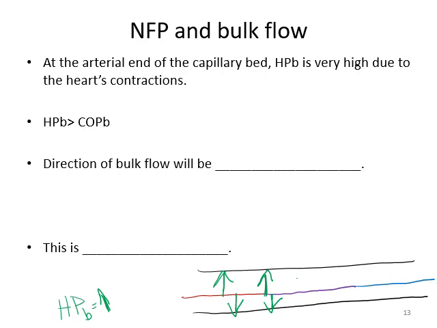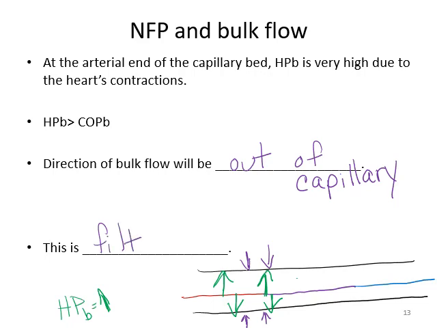Our colloid osmotic pressure then is pushing things back in, but it's something like this. So the hydrostatic pressure is greater, the force pushing out is greater. The direction of bulk flow will be out of the capillary. And this is filtration. So what's happening here again? Water and a bunch of dissolved solutes like ions, nutrients, not really proteins, leave the capillary bed, go out to the interstitial space where they can then exchange with cells.